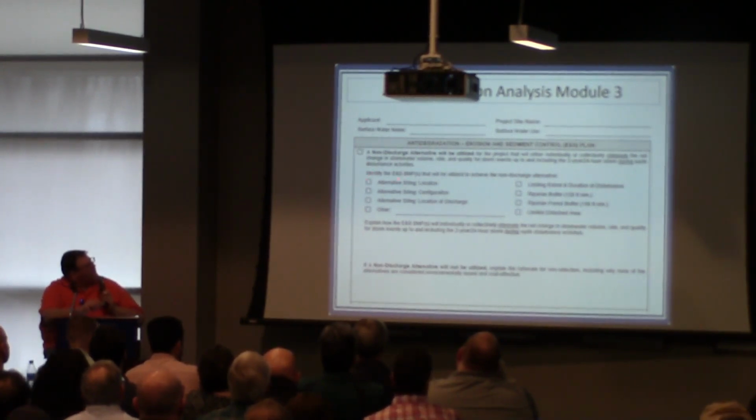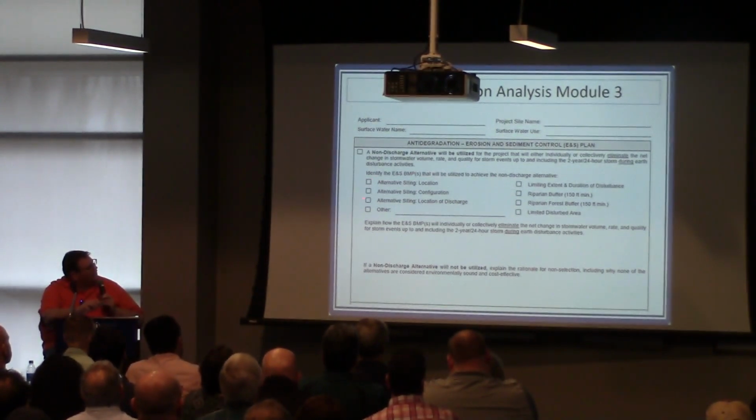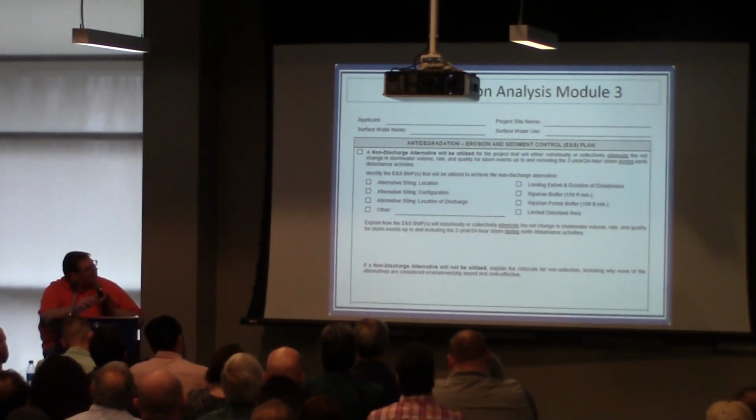So identify the ENS BMPs that will be used for non-discharge alternatives. You're going to list them here. If there's an other, you're going to check this box and indicate here what that other BMP is. Most times you won't be checking other, you'll be utilizing some of these BMPs. And again, this is the during construction component of everything.